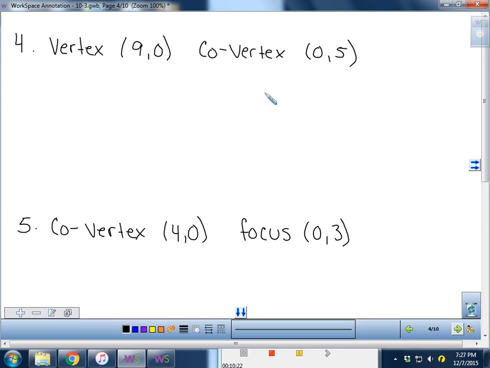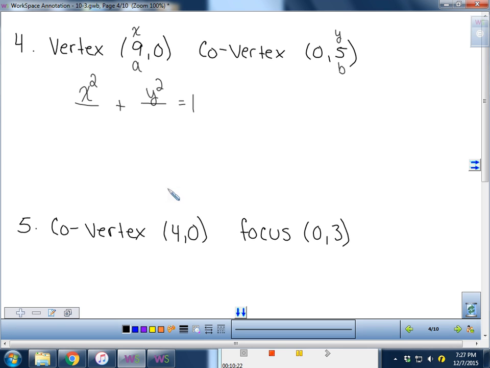All right, let's take a look at number 4. Again, center is still at 0, 0. So I notice that my vertex, the non-zero number, is in the x spot, and the vertex tells me the a. My covertex, the non-zero number, is in the y spot. That tells me the b. So when I write my equation, I know I'm going to have x squared over something plus y squared over something equals 1.